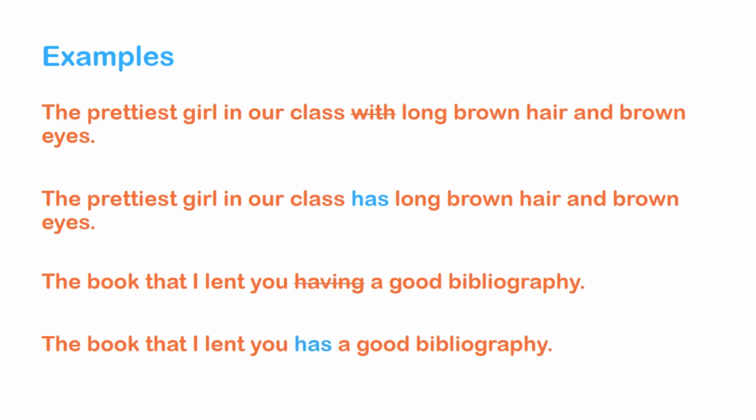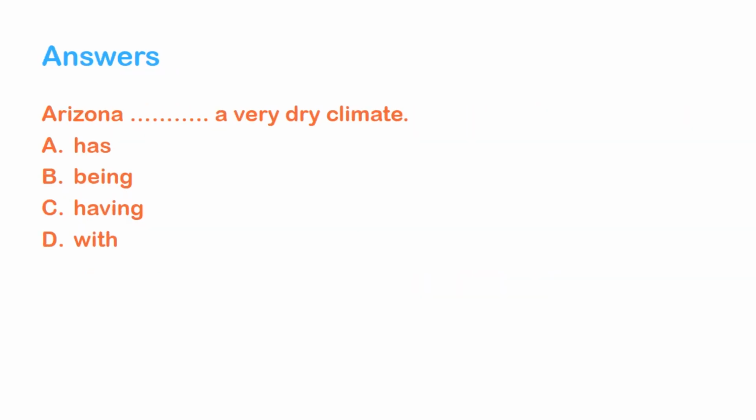For these examples, you can see that in the first sentence, the book that I lent you having a good bibliography. Here I have already crossed the word having, because remember, in missing main verb questions, avoid using an ing form of the verb. The way to correct the sentence is by removing the word having and replacing it with the word has. The book that I lent you has a good bibliography. Okay, now let's check your answers.